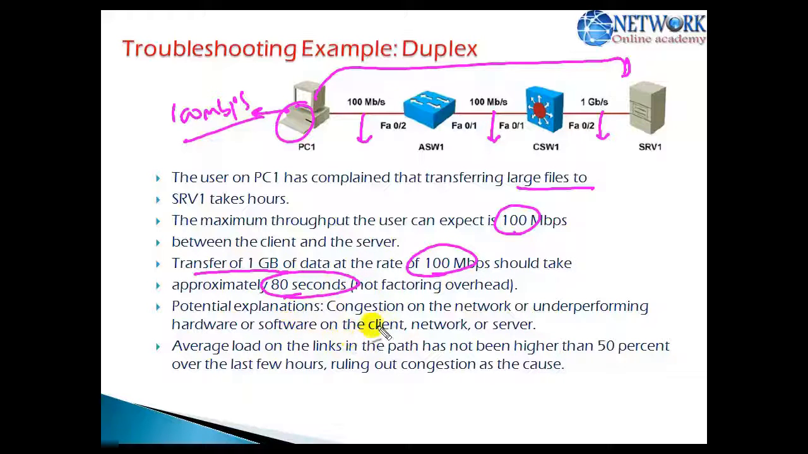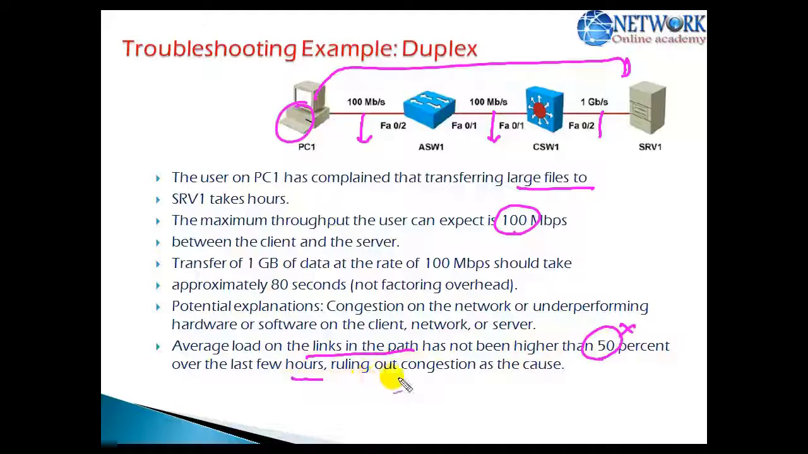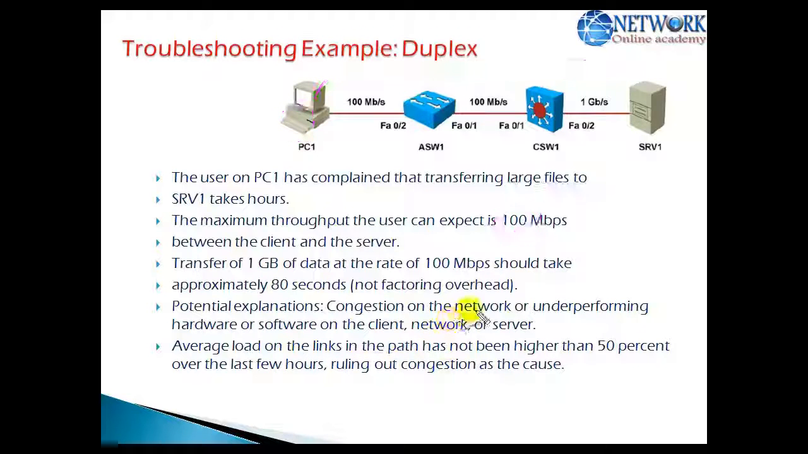But the problem here could be congestion on the network, or underperforming hardware of the client or server. These are some of the potential explanations. Generally we say there is some congestion on the network, or devices are not performing as per their speed, the client, the server, all these things. But the average load on the links in the path has not been higher than 50% over the last few years, so we rule out congestion as a cause. So now this is the scenario.